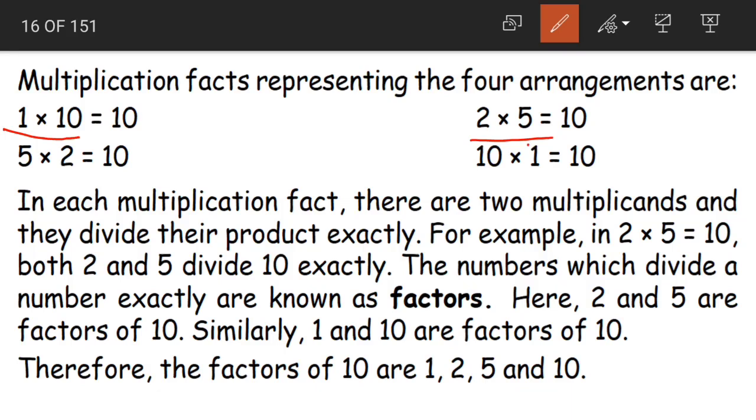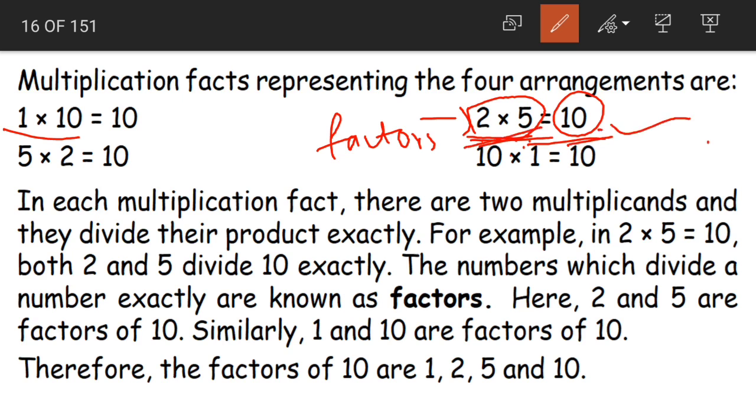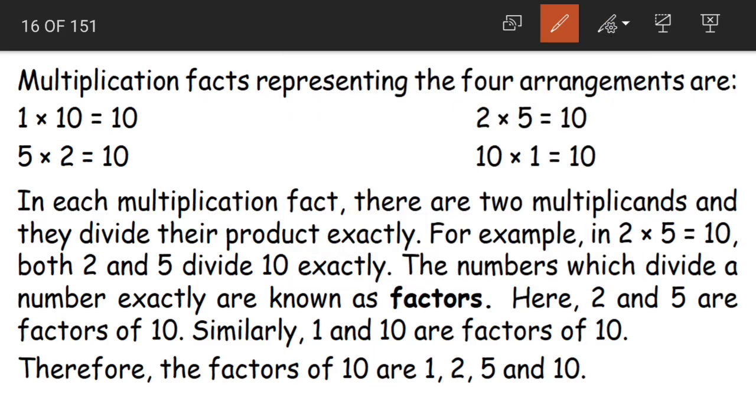When you write a multiplication statement like this, the two numbers that we are multiplying become the factors of our product, that is 10. Understood? So we have two numbers, 2 and 5, which we multiply to get 10, and these two numbers will divide the product exactly. So they are called our factors, children. See here, 1 and 10 become the factors of 10.